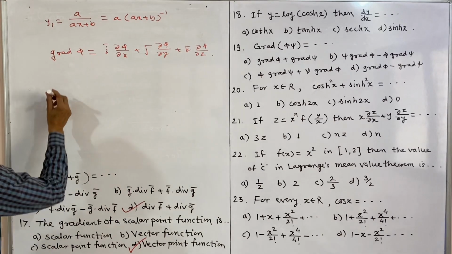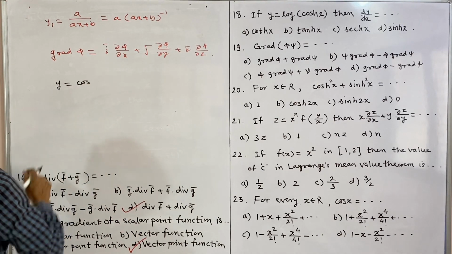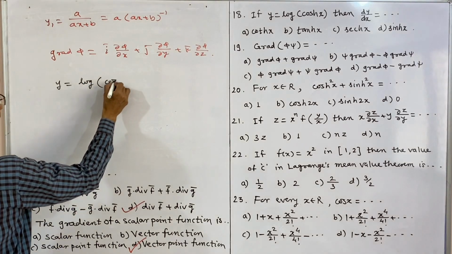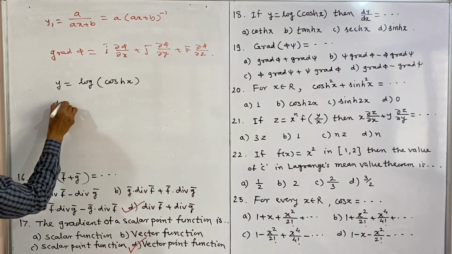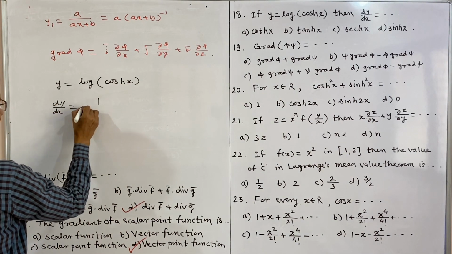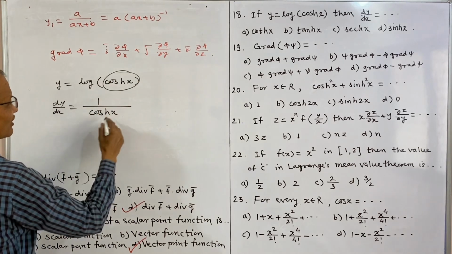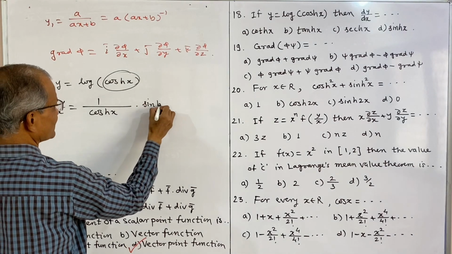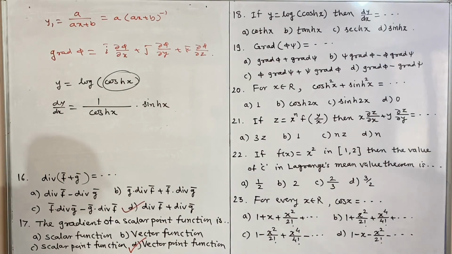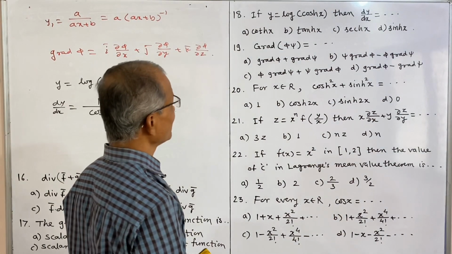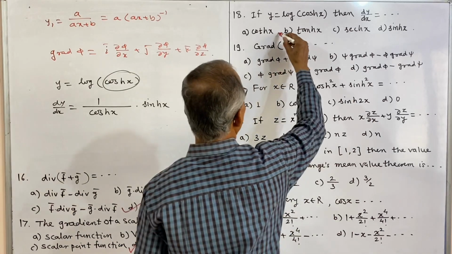If y is log of hyperbolic cos x, then dy by dx is 1 upon hyperbolic cos x into derivative of hyperbolic cos x, that is hyperbolic sin x. Both the derivatives are positive. Derivative of hyperbolic cos is hyperbolic sin, derivative of hyperbolic sin is hyperbolic cos, and this is sin upon cos, which is hyperbolic tan x, and thus the correct alternative is this one.